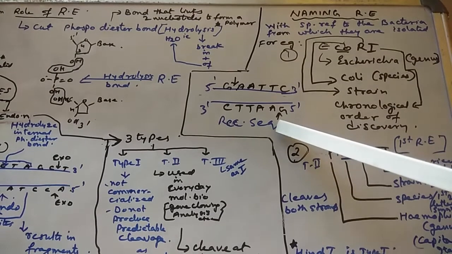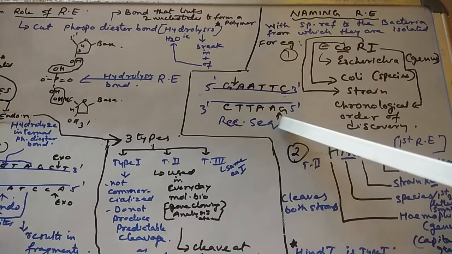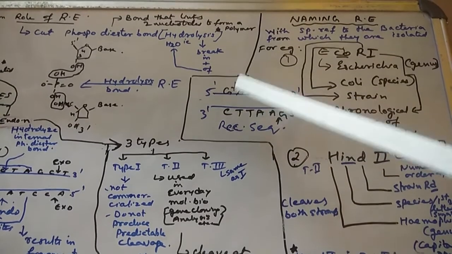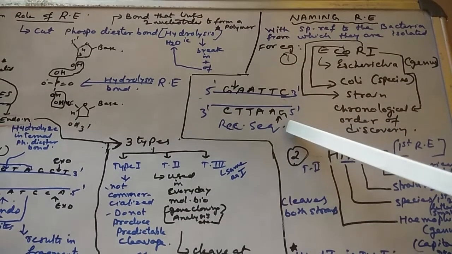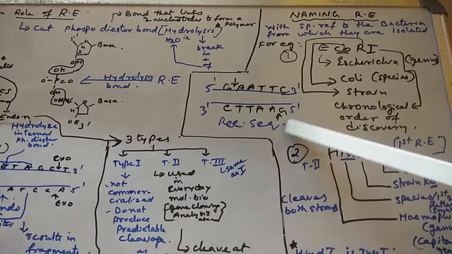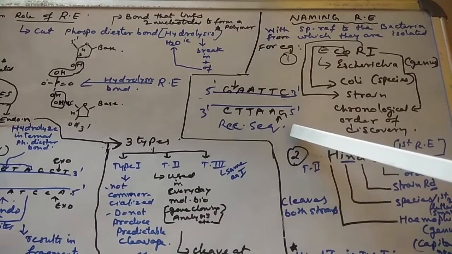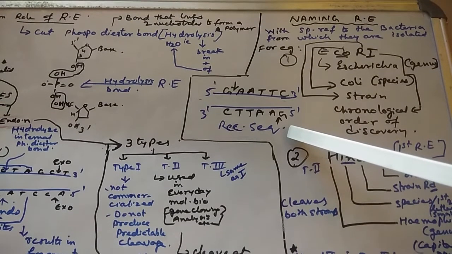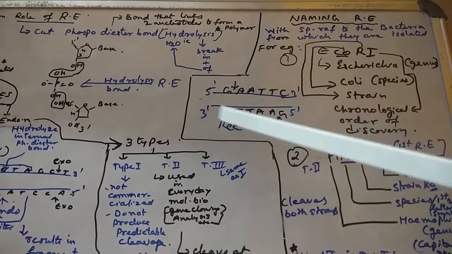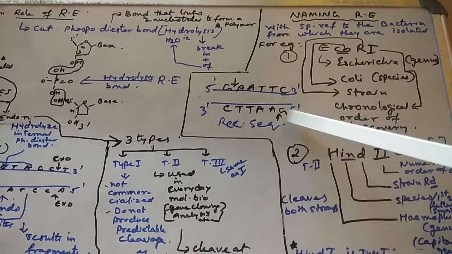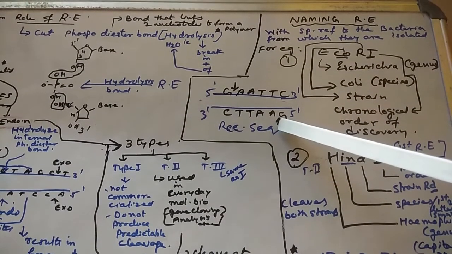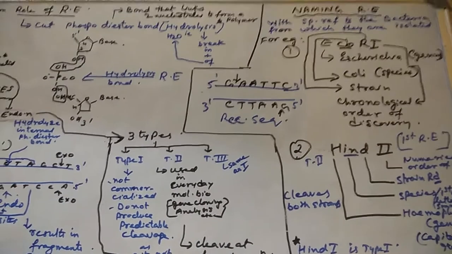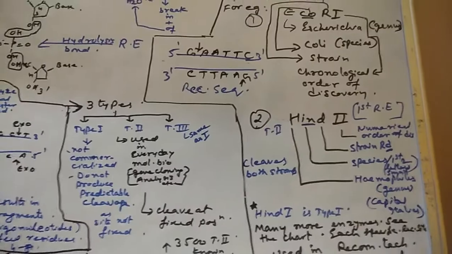And what is the restriction site? The restriction site is between G and A. It will cut the phosphodiester bond between G and A in both the strands. What kind of fragments you get, we will discuss in the next video, called sticky ends and all that. So this is the recognition sequence, which is a palindrome, and this point where it cuts is the restriction site. Is that clear? For the next one, we will take another example.